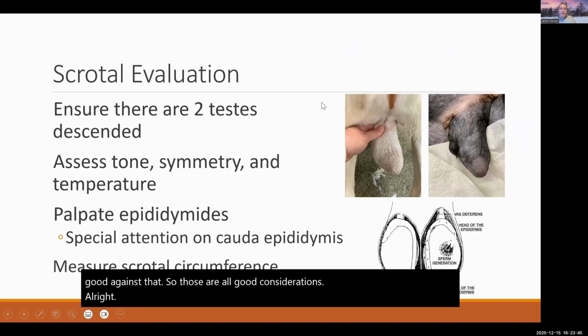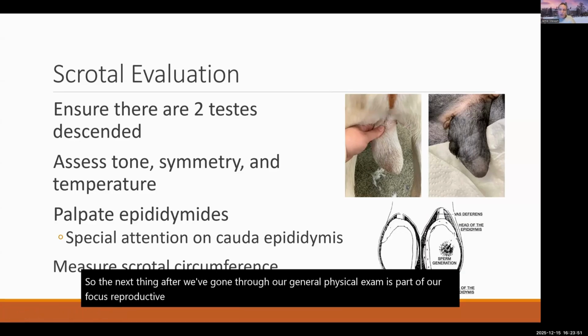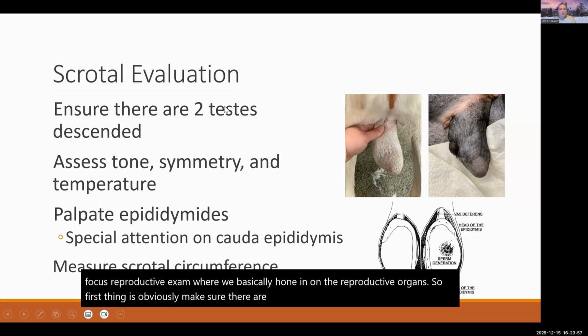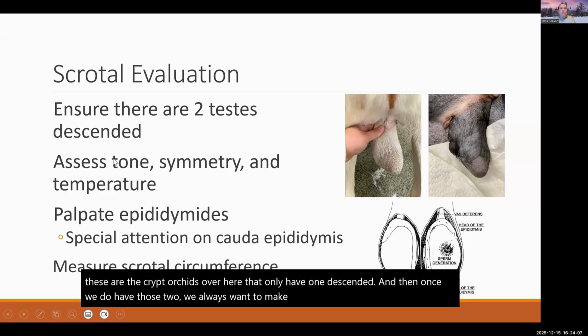All right. So the next thing after we've gone through our general physical exam is part of our focused reproductive exam, where we basically hone in on the reproductive organs. First thing is obviously make sure there are 2 testicles that are fully descended. So these are the cryptorchids over here that only have one descended. And then once we do have those 2, we always want to make sure we palpate them to assess tone.